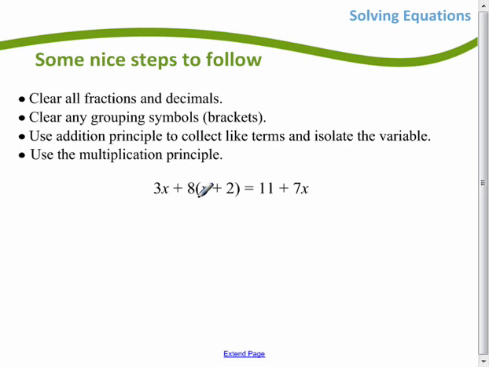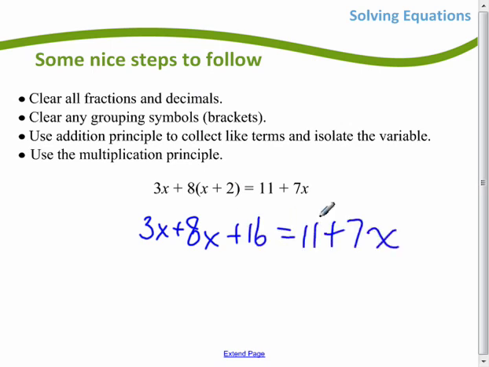I see brackets first. Well, I don't see any fractions or decimals, so I'll move past that. I see brackets, so I'm going to multiply that through. So 3x plus, this will be 8x. 8 times 2 is plus 16, is equal to 11 plus 7x. Okay, I've got rid of my brackets. Now I want to use the addition principle to collect things that are the same. Let's get all the x's on the left side and all the numbers on the right side.